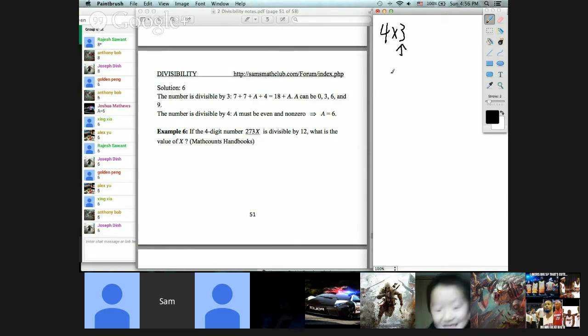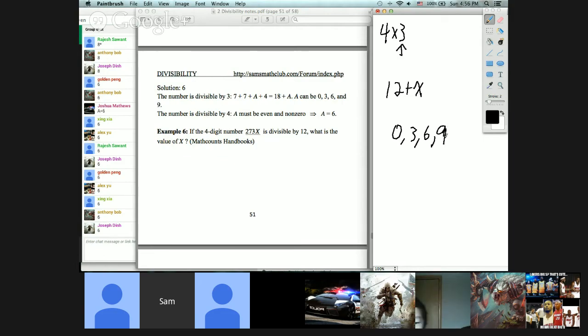So let's sum up the digits. 2 plus 7 plus 3 plus x is equal to 12 plus x. And then 12 plus x must be divisible by 3, so x must be a multiple of 3 for this whole thing to be divisible by 3. So it could be either 0, 3, 6, or 9.